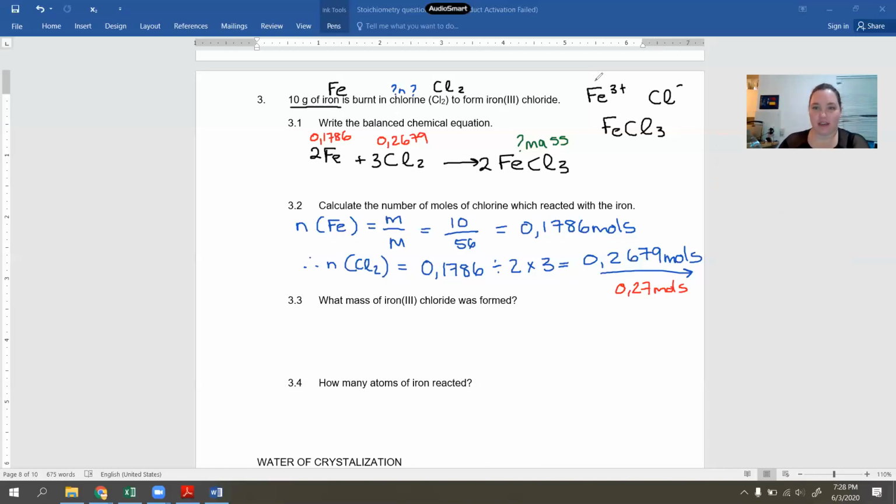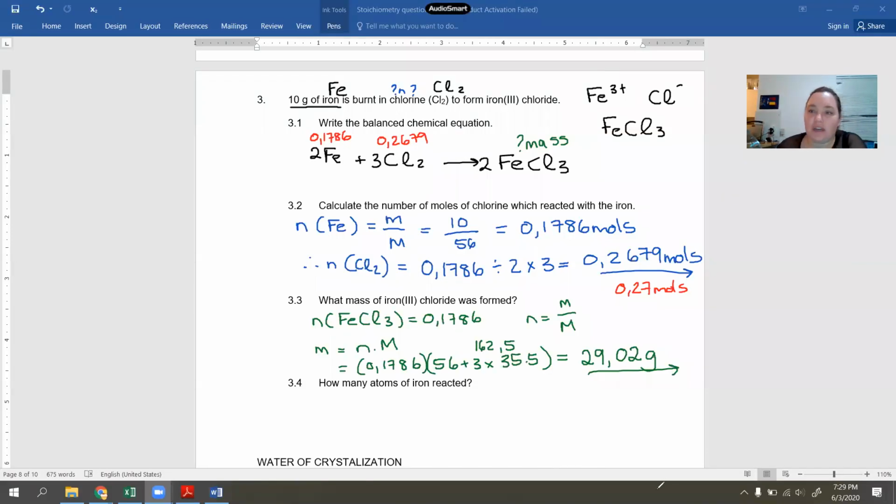So the answer that I got was 29,02 grams, because I worked out that this was a ratio of 2 to 2, which means that whatever number of moles I had for my iron, I'd have the same number of moles for my iron chloride. So this is also 0.1786. So it's a ratio of 1 to 1. Yes, it's 2 to 2, but 2 to 2 is 1 to 1. And that gave me the mass over there. All right. I hope everybody's okay with this. If you aren't, quickly speak up if there are any errors.